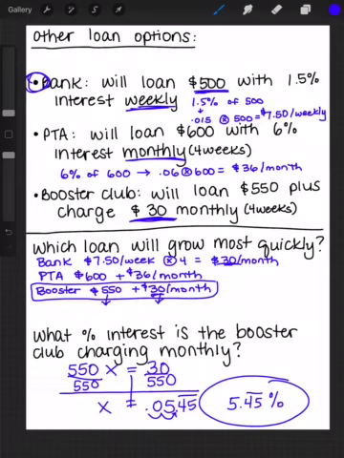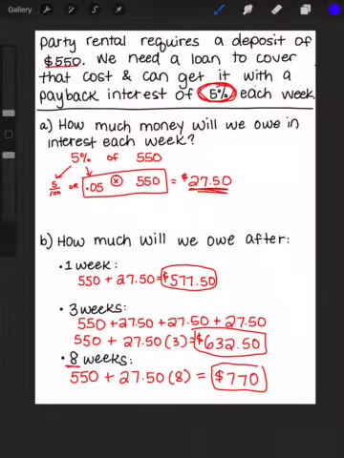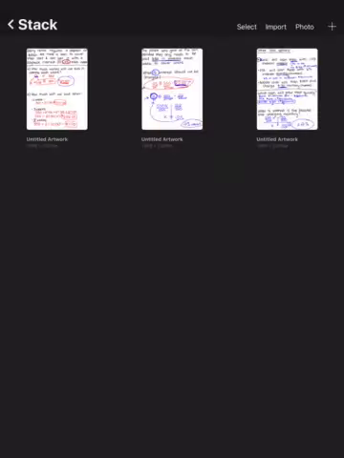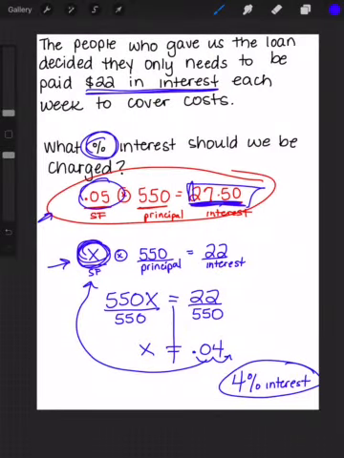So you're essentially only doing 2 different kinds of problems in this week's lesson. You're going to be doing the ones like this, where you need to figure out what the interest amount is based on the percent they give you. And you're going to have to figure out what the percent is based on the money amount that they give you.